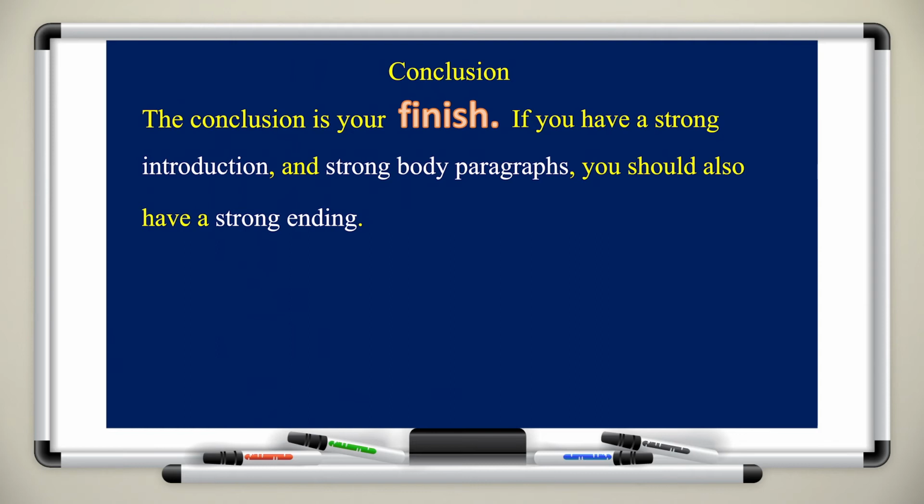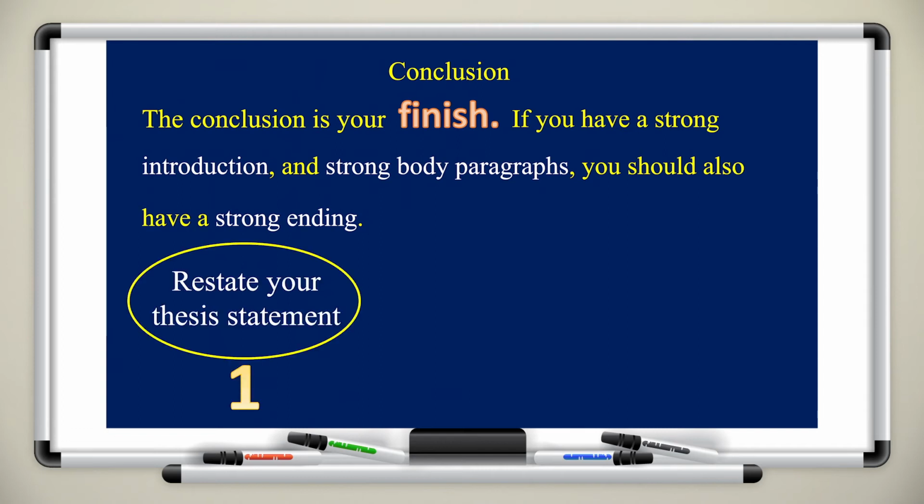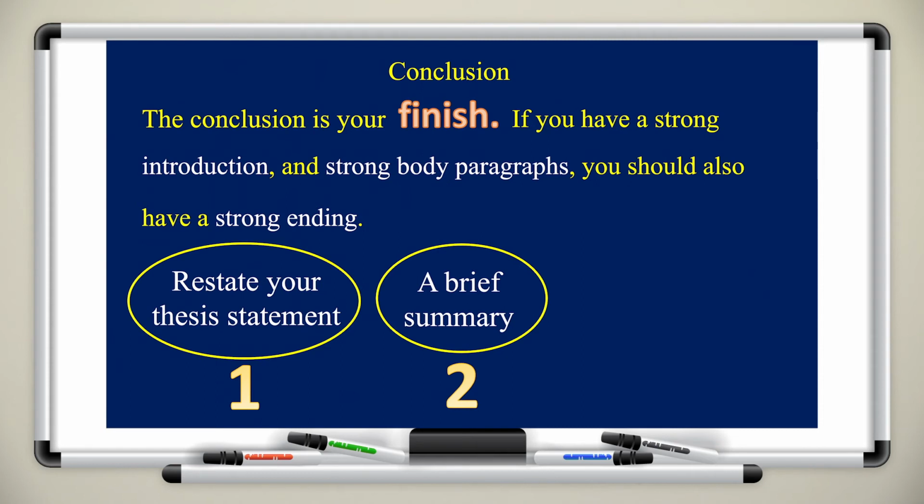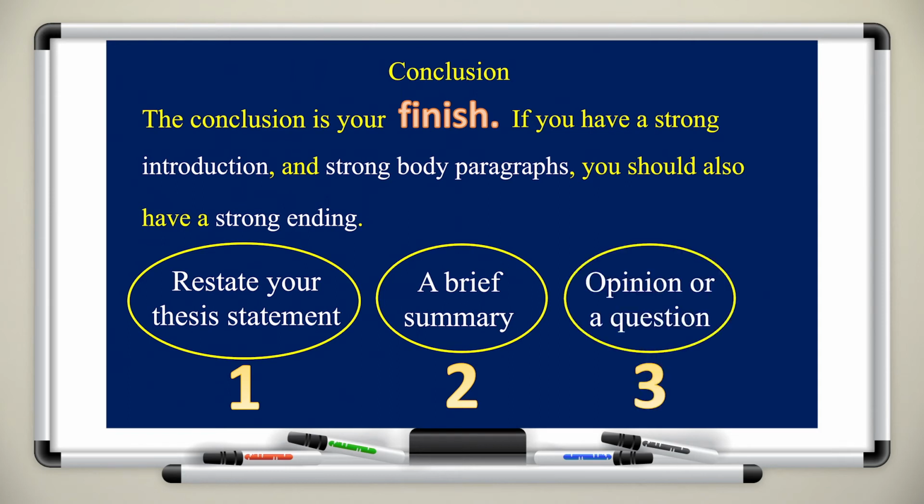The elements of the conclusion are: restate your thesis statement, to make sure that you are going in the same direction, and that you did the thesis statement that you mentioned in the first paragraph. Then you give a brief summary. You summarize everything in a sentence or 2, and then you conclude by giving your opinion, or you can ask further questions for the reader, or maybe give them a recommendation about what to do. Okay, so those are the elements of the conclusion.